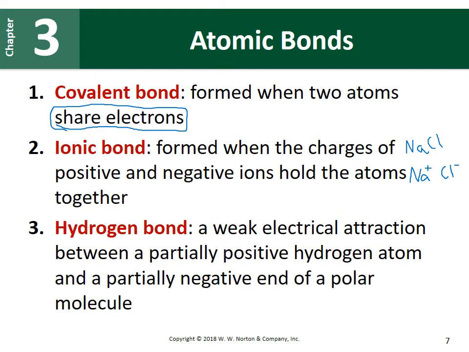A third type of bond that we are going to see, especially when we get to water, is a hydrogen bond. This is a very weak electrical attraction between a molecule that has a partially positive hydrogen atom and a partially negative end. And this is called a polar molecule. We are going to be looking at water. Water is a polar molecule, and water is made up of one oxygen atom covalently bonded to two hydrogen atoms.